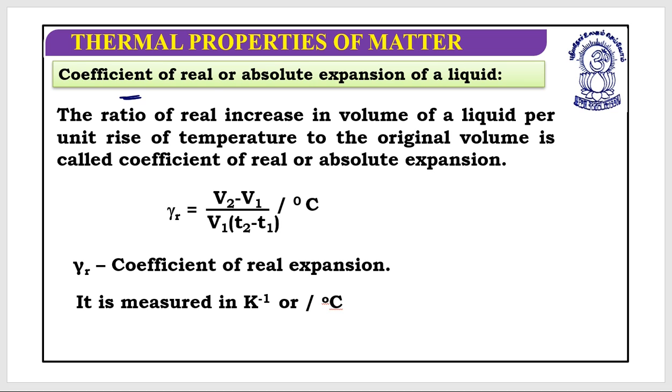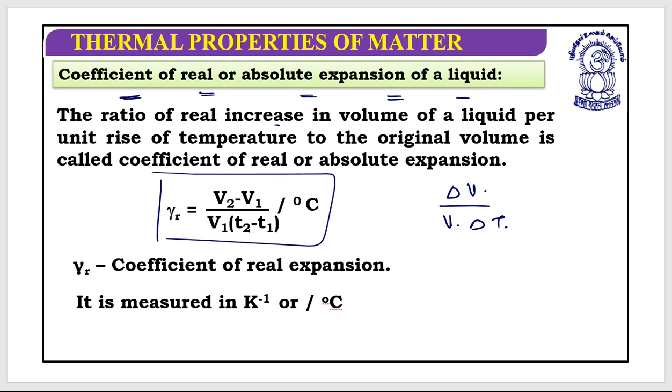Now the coefficient of real or absolute expansion of a liquid. Basically, it is the ratio of the real increase in volume of a liquid, delta V, per unit rise in temperature, delta T, to the original volume, V. So this gamma real could be written as V2 minus V1 divided by V1 into T2 minus T1, per degree Celsius. This gamma R is what we call the coefficient of real expansion, and it is measured in Kelvin inverse or degree Celsius inverse. I hope this is clear. Is it clear?